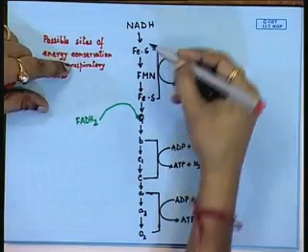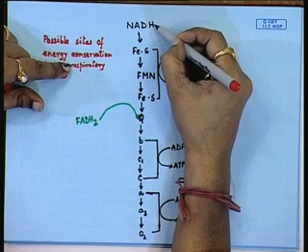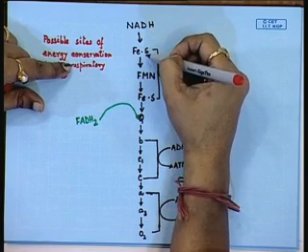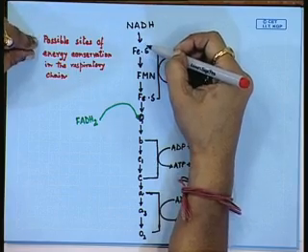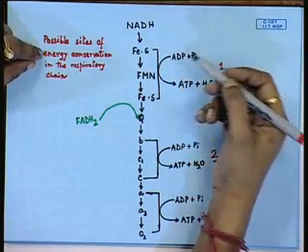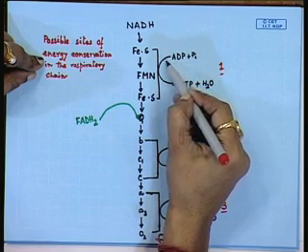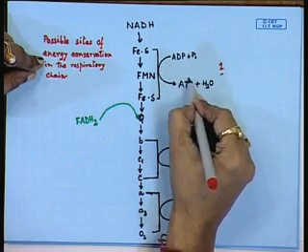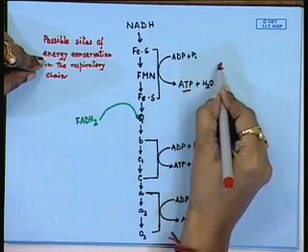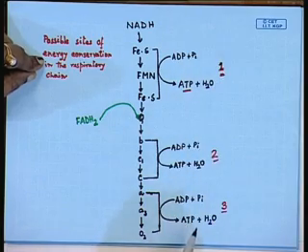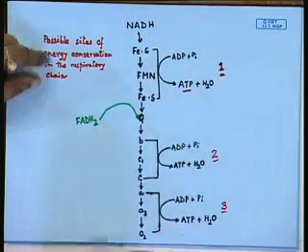Now, how can it be proved? See here, NADH is donating its electron, and the possible site of energy conservation in the respiratory chain is this: ADP and Pi are getting converted to ATP and a water molecule. So, this is the first molecule of ATP which is being generated during this electron transport.